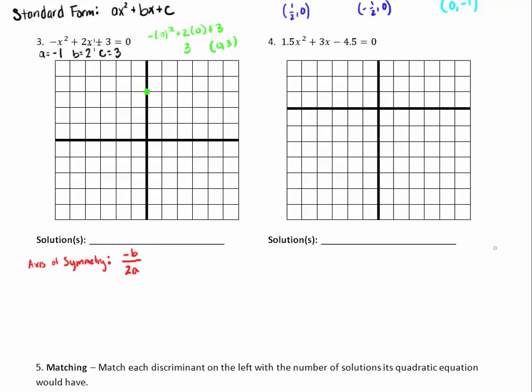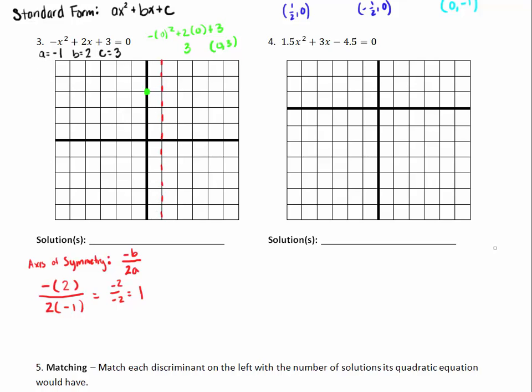Our b value in this case is 2. I'm going to just write the blueprint out: negative, parentheses where the b is going to go, 2 times, and parentheses where the a is going to go. So we've got b, which is a 2, and a, which is a negative 1. Then we'll simplify. On the top, we've got negative 2. On the bottom, we've got negative 2, which comes out to a value of positive 1. That is our axis of symmetry. So we have an axis of symmetry at positive 1.